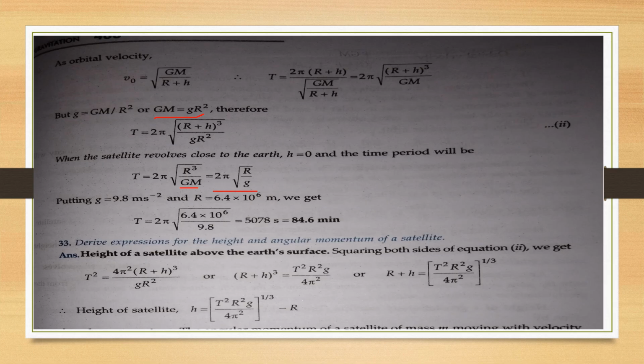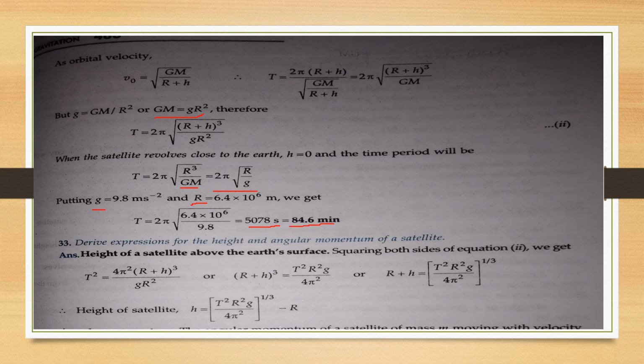Now we know the value of the small g and the capital R. So put the values. The time period capital T in numeric form is equal to 5078 seconds, and in minutes this is equal to 84.6 minutes.